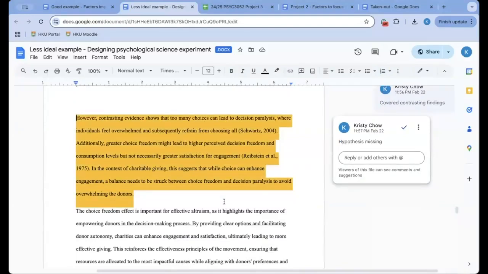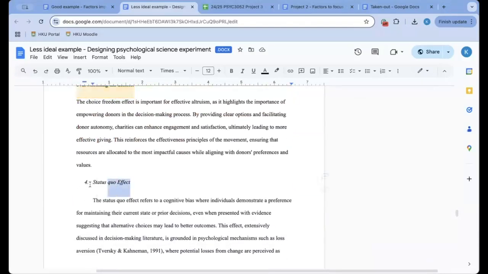So please be careful. Make sure you're consistent with your structure and always include your hypothesis at the end of introducing whatever factor you're focusing on, to ensure that readers know what specific aspect of the factor you're assessing. This gives us a clear idea of what to expect in your methodology and your results.